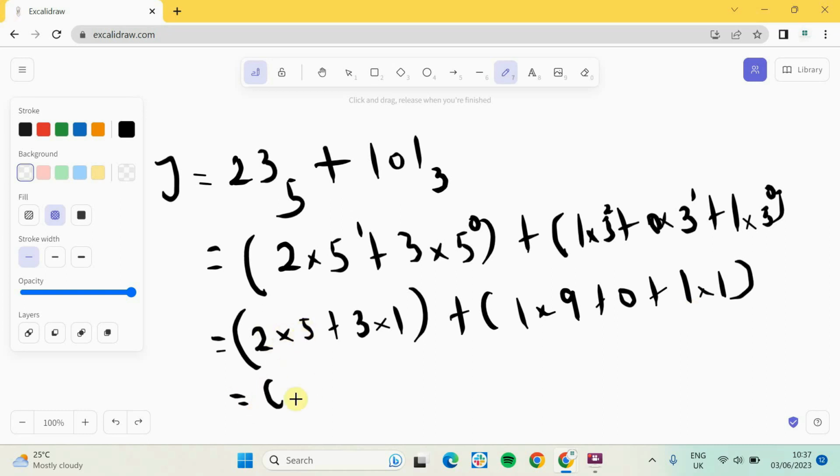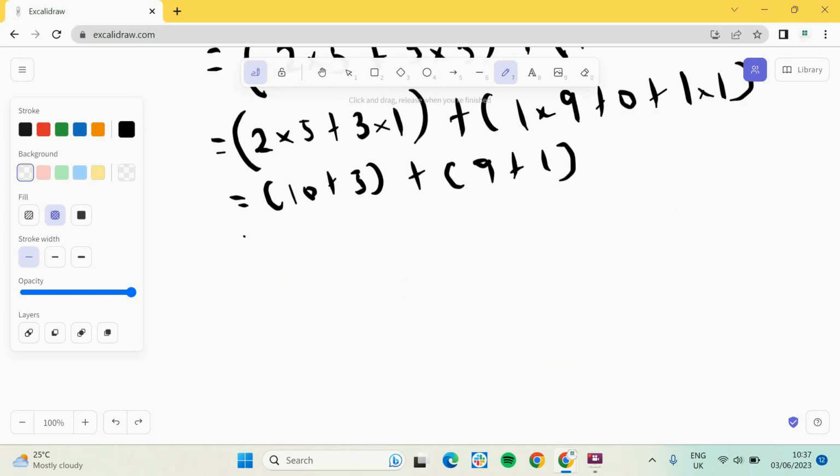We can simplify. 2 times 5 is 10, plus 3 times 1 is 3, plus in brackets 1 times 9 is 9, plus this is 0, does not change anything. 1 times 1 is 1, right? So we can now add. Let's add. So that will be 10 plus 3 is 13, plus 9 plus 1, that's 10. So we got 23 in base 10, right?